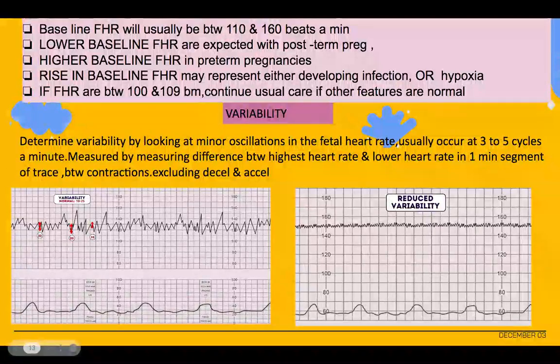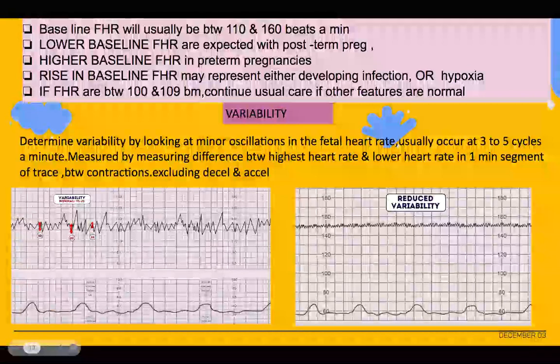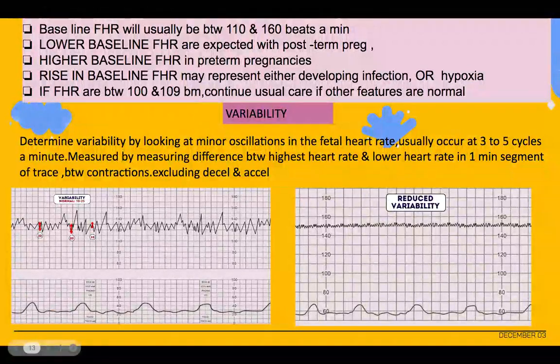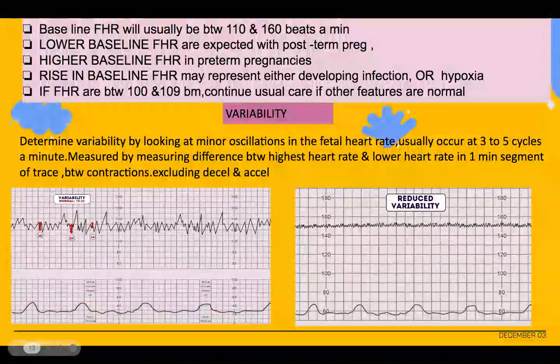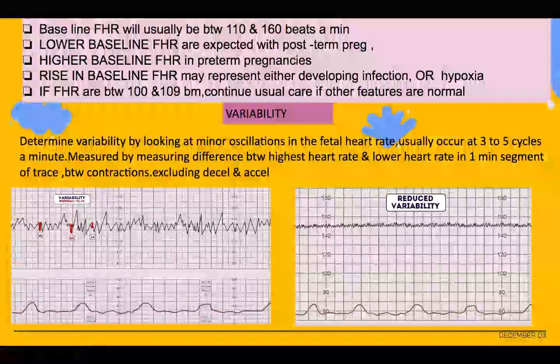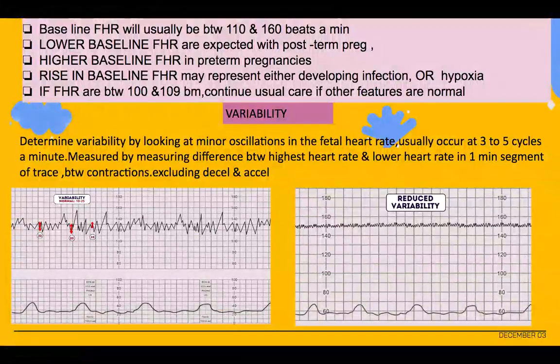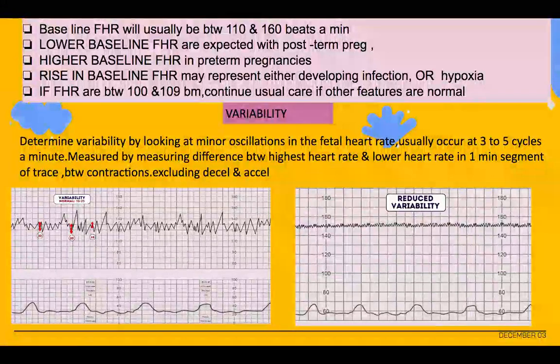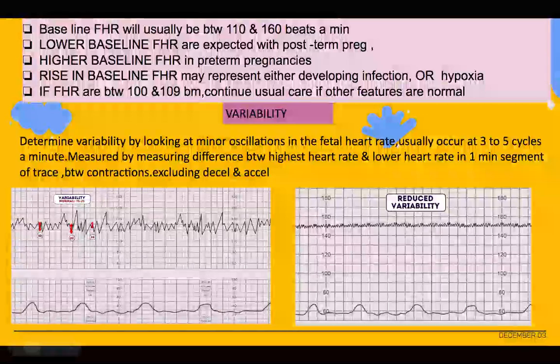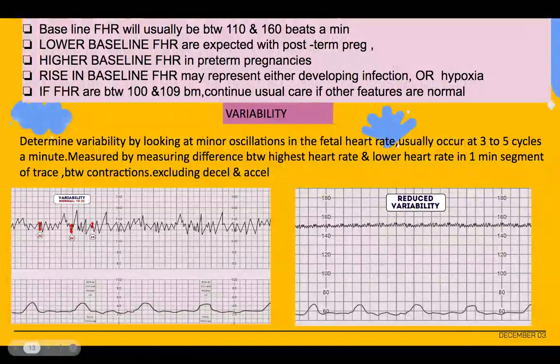If it is 10 beats per minute, like it is starting from 120, 130, 140, 150, right? 120, then 121, 122, 123, 124. It's 5 beats per minute. It is 20 beats per minute. We have to see that variability is up to 5 to 25 beats per minute. It will be shown in the next few slides, right? So it usually occurs 3 to 5 cycles a minute and is measured by the difference between the highest heart rate and the lowest heart rate. This is the highest heart rate and this is the lowest heart rate, right?